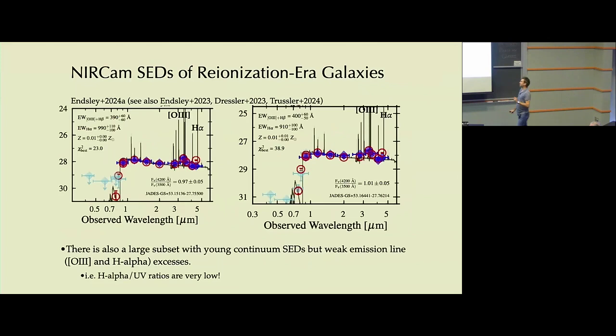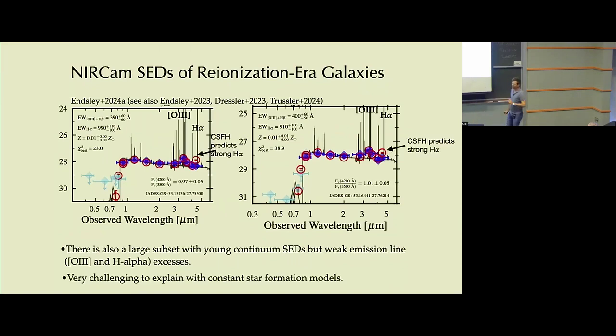But we're also finding a large subset with NIRCam with young continuum SEDs, so no Balmer break, but weak line emission. Generally we think that when you have a young population, you should be powering large equivalent width lines, but you'll note here that we're not seeing these strong flux excesses. In other words, for these objects, the implied H alpha over UV ratios are very low. These are challenging to explain with constant star formation models. You can see these models, when you try to fit these data, want the filter that has H alpha in it to be stronger than what's observed.